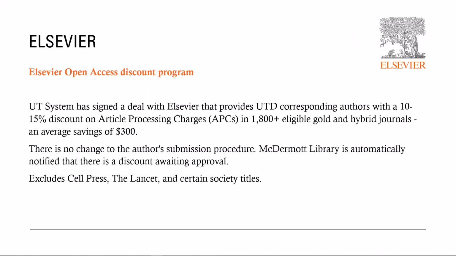Finally, while it is not a true read and publish agreement, UT System has a discount program with Elsevier. When UTD-affiliated corresponding authors submit to Elsevier for open access publication, a notification is sent to the library to approve a 10 to 15% discount. The average savings comes out to $300. There are 1,800 eligible gold and hybrid journals. The program excludes Cell Press, The Lancet, and certain society titles.